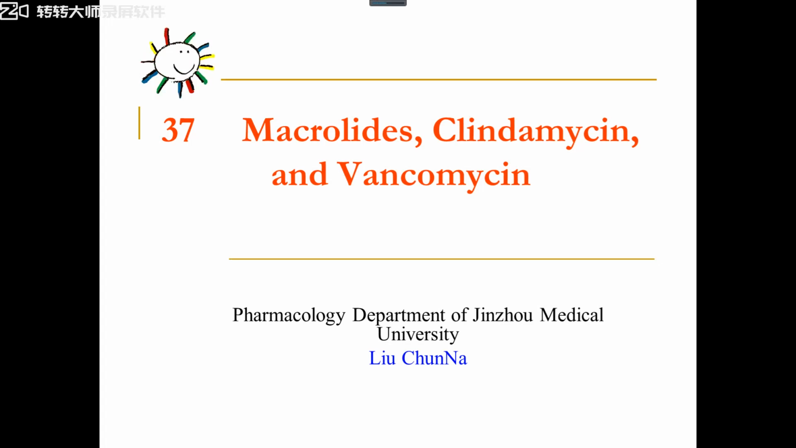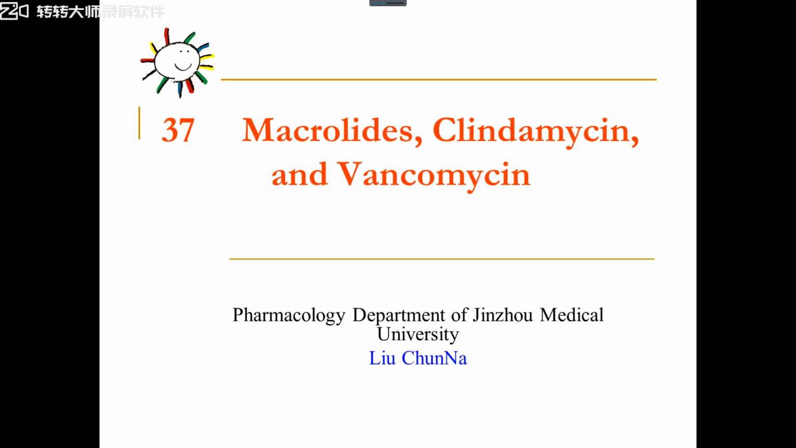The third generation cephalosporins mainly kill gram-negative bacteria, so in clinic they are used to treat serious infections, such as serious gram-negative bacterial infection. The fourth generation cephalosporins are the most powerful, but it is the last kind of drug, so we couldn't use it as the first choice. Okay.